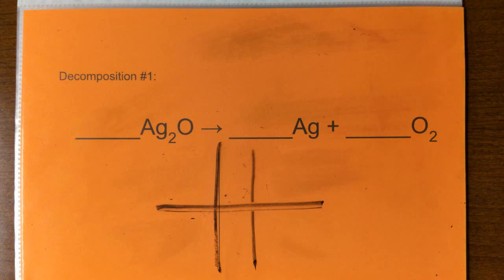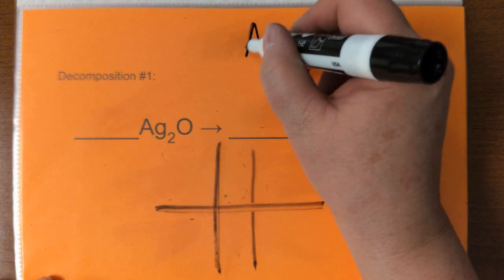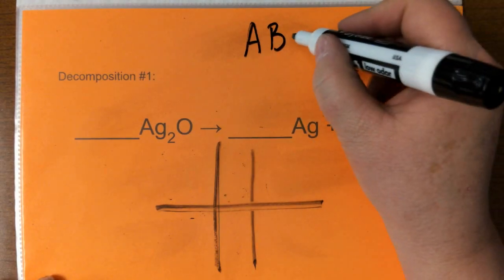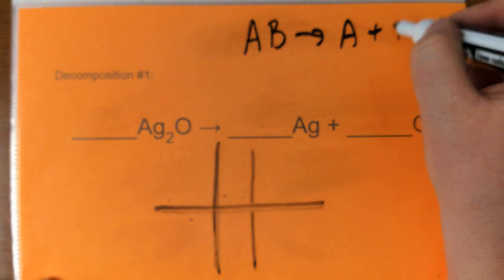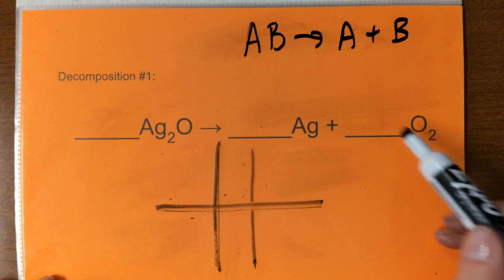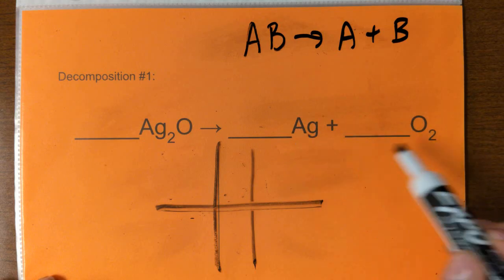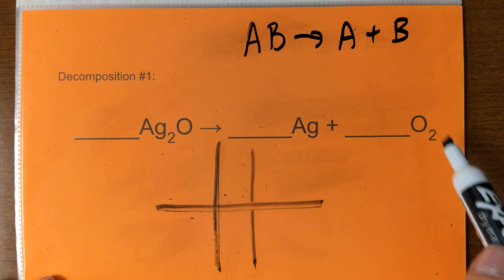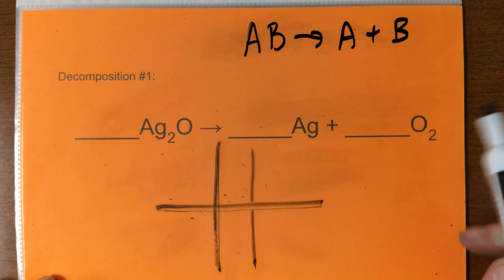This is the second in the series of balancing equations. We're going to do decomposition. Just a reminder, decomposition is when you have a compound and it falls apart into one or more reactants. We cannot change the subscripts. All we can do is add coefficients in front. Those coefficients would multiply everything after it.